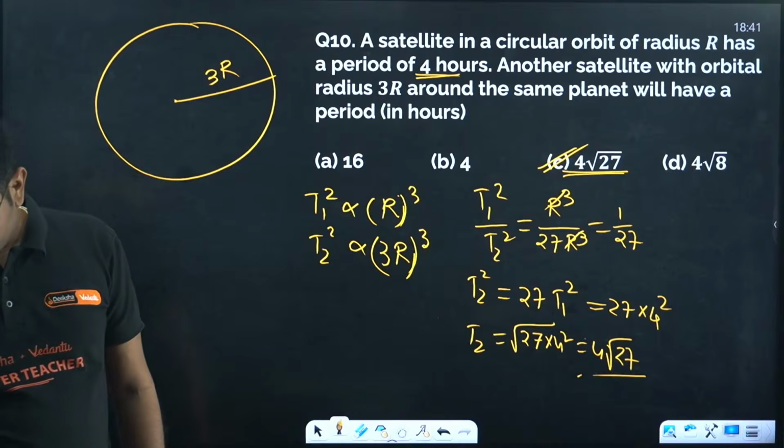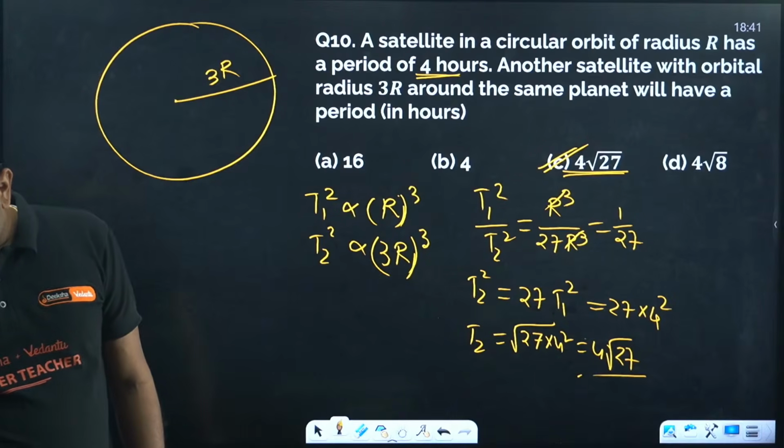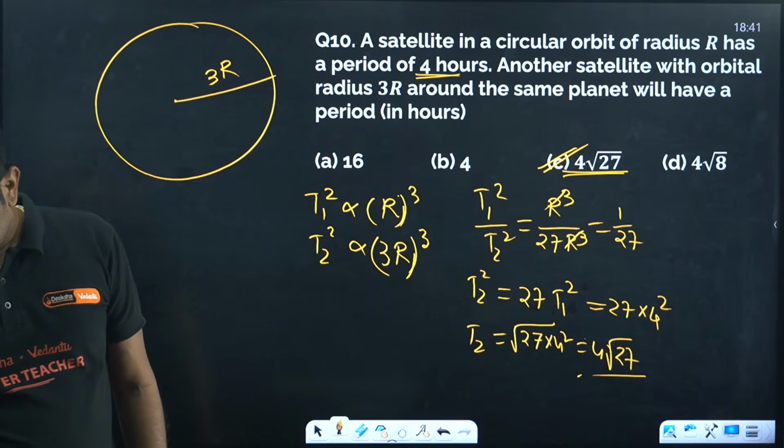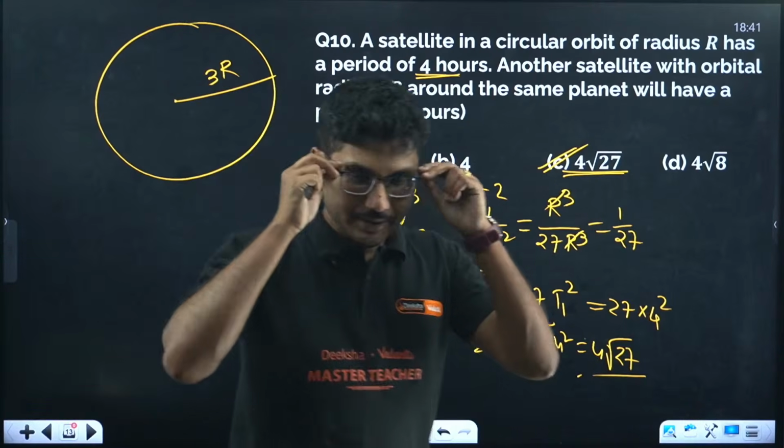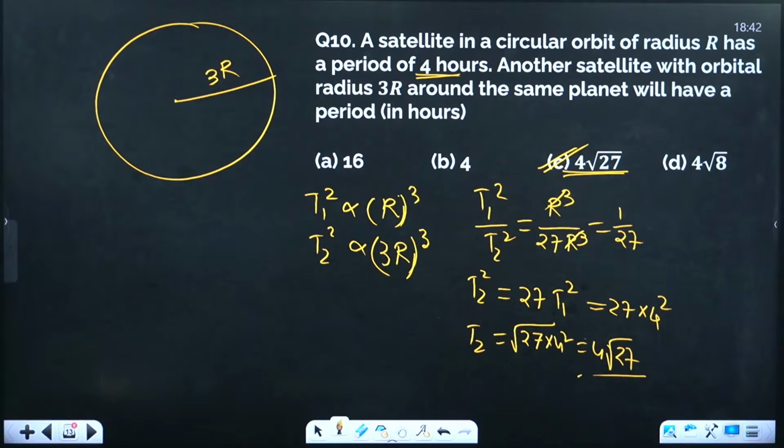Hello Deepthi. The screen is looking blurred. Just give me a second, let me check it once. It is perfectly fine. No changes are there.